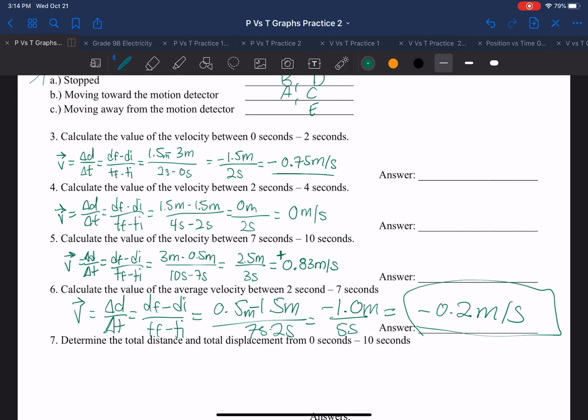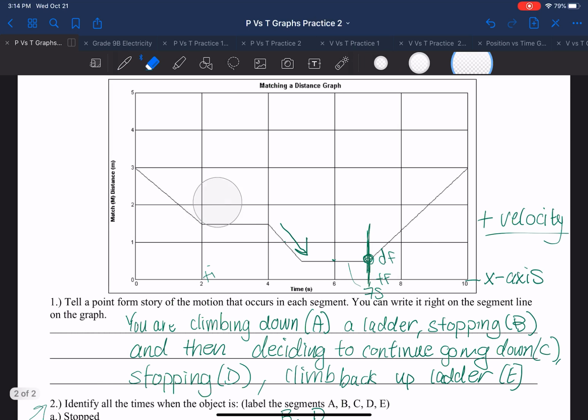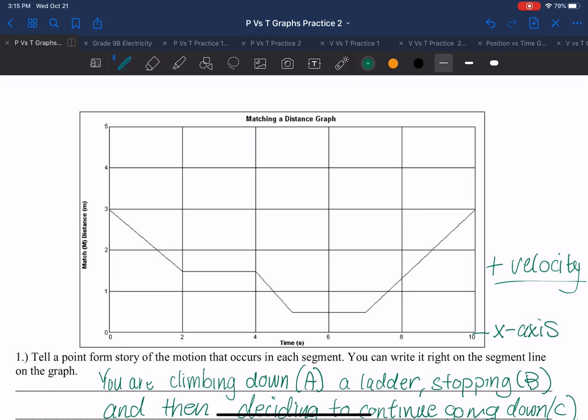Determine the distance and the total displacement from 0 seconds to 10 seconds. So we want the distance for the entire thing and the displacement for the entire thing. So how do we solve that? For distance, you check out your positions and your movements. We're going to add each section up. This movement here is 1 meter. Add another half meter here, 0.5 meters.